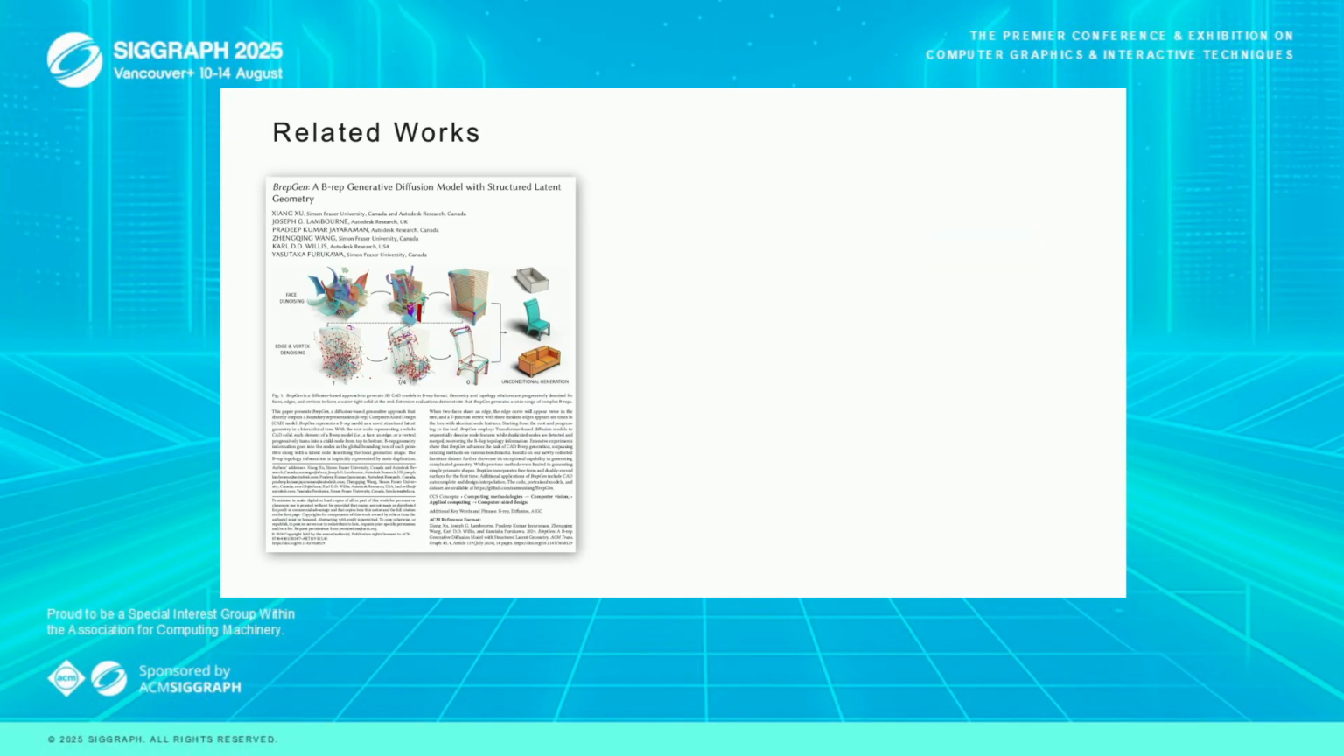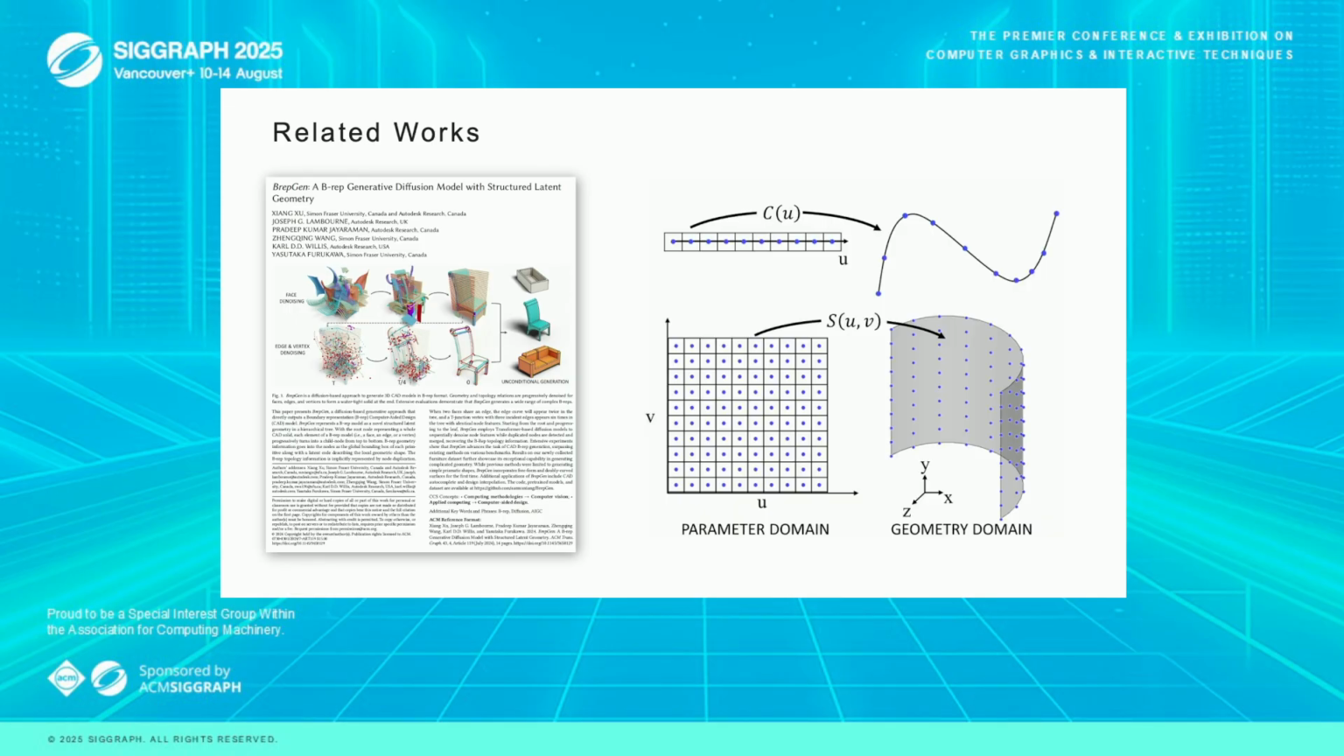BREP Gen, a paper from last year's SIGGRAPH, offered a solution to these challenges. First, to deal with the different surface and curve types, they proposed not to generate the parameters directly. Instead, they uniformly sample points in the UV space and learn to generate these points. Then they fit these points back to spline surfaces or curves. This way, they solve the problem of inconsistent surface and curve types.